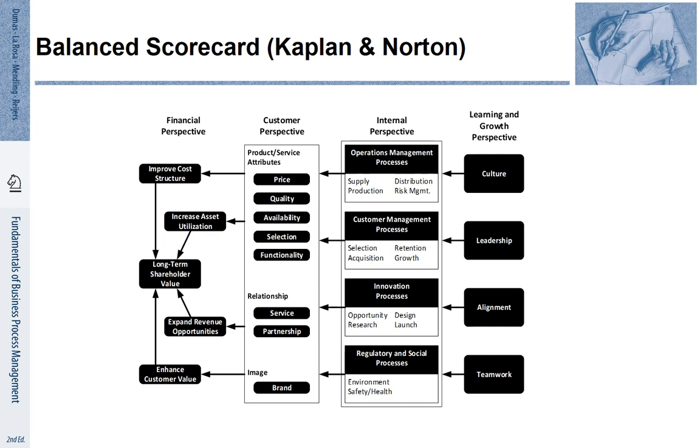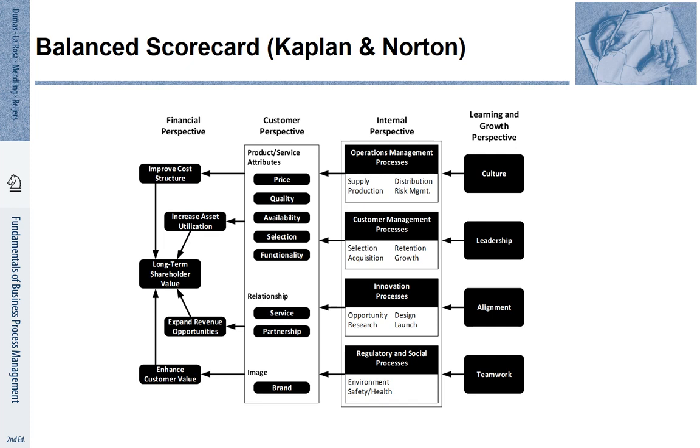To understand this more concretely, have a look at the balanced scorecard as proposed by Kaplan and Norton. The balanced scorecard is a tool that helps to operationalize strategy. It distinguishes 4 different perspectives. On the left-hand side, you see that all the arcs in this diagram point towards long-term shareholder value. This is often, for many companies, one of the major financial goals.